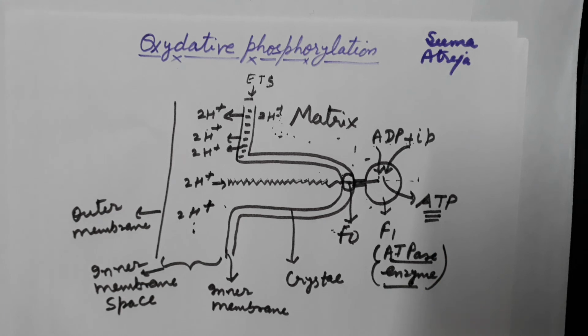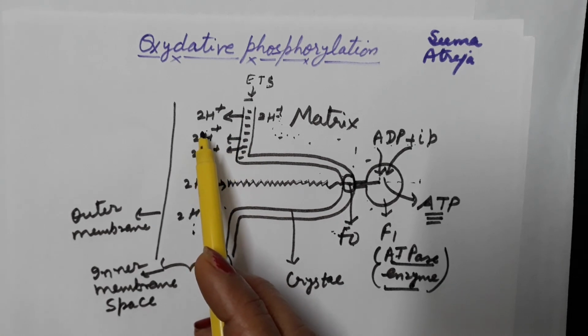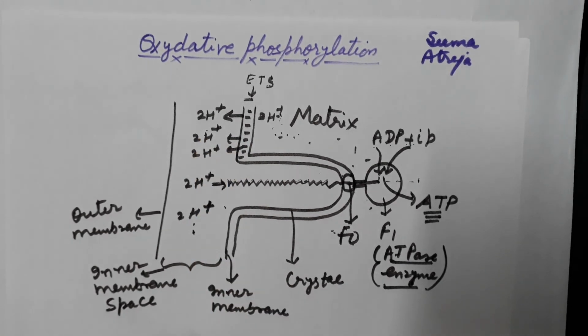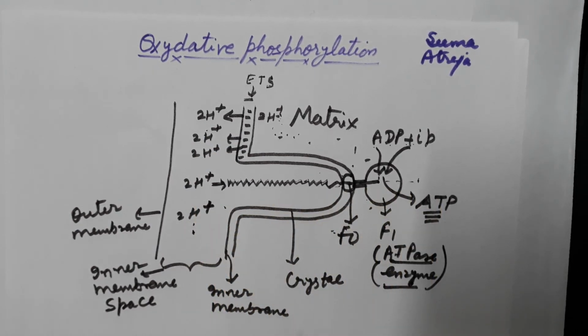In a similar way, FADH2 is also oxidized in the matrix. And when FADH2 is oxidized, 2 proton pairs from matrix enter into the inner membrane space. And when these 2 proton pairs travel through the FOF1 particle, they produce 2 ATP. This is the difference. NADH2 yields 3 ATP and FADH2 yields 2 ATP through the oxidative phosphorylation process. This is all about in this video.